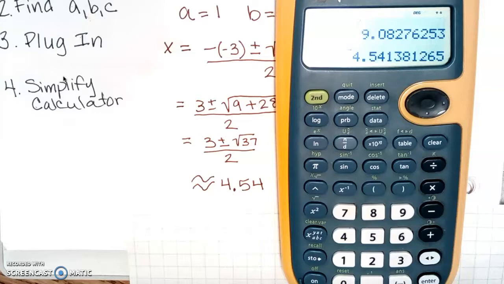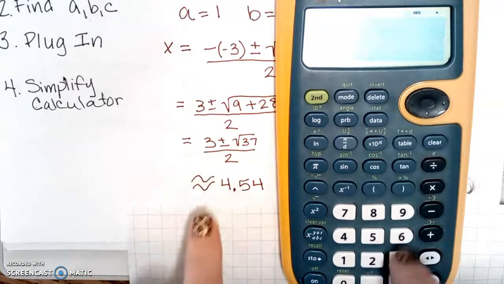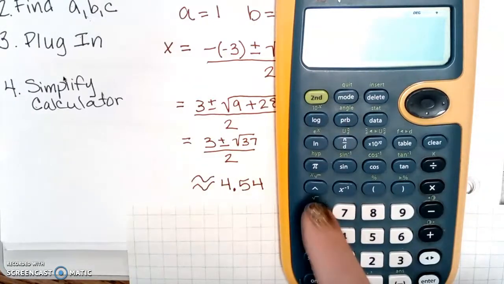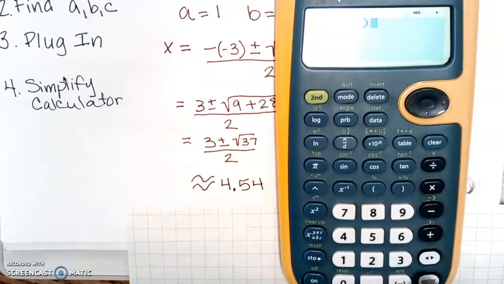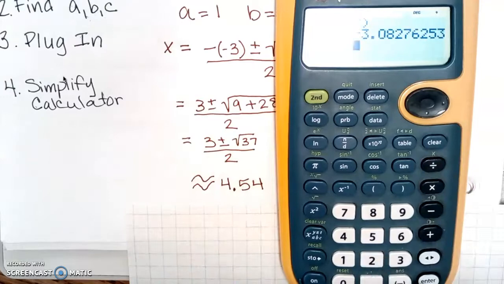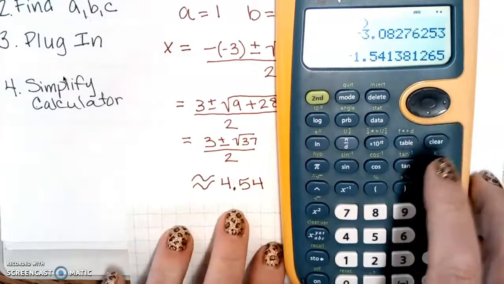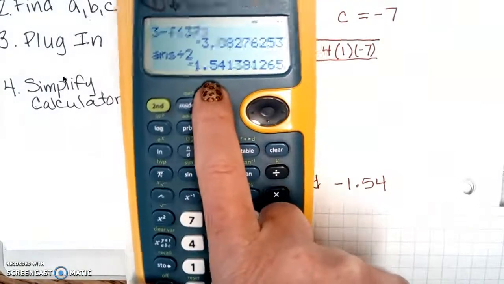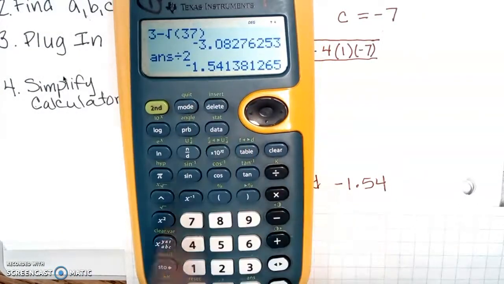Okay? Now let's do it with the minus. So now for the minus, we're going to do 3 minus the square root of 37. Hit the equal sign, and then we need to divide it by 2. Hit the equal sign again, and this time we get another long decimal, and we're going to round it again to 2 decimal places. I rounded this negative 1 point blah, blah, blah to negative 1.54.